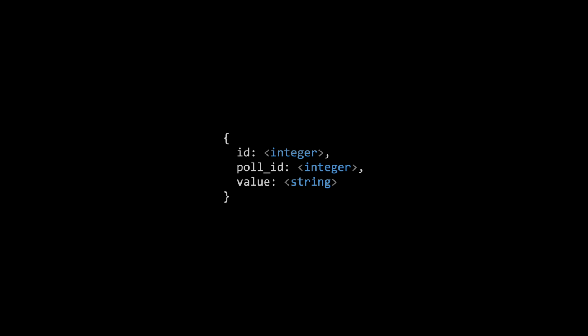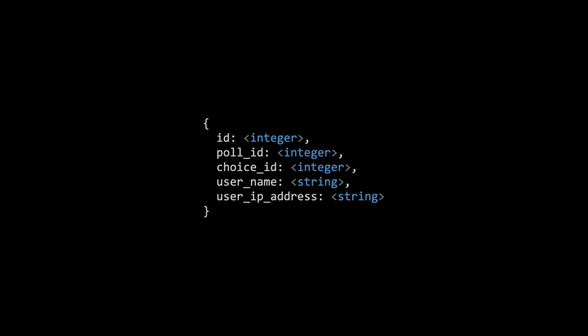The choice object represents a single choice related to a poll, where id is the choice's index, originating from the choices property of the indexes object. Poll id is the poll's index, and value is the choice's text value. Finally, the vote object represents the vote of a user for a choice related to a poll, where id is the vote's index originating from the votes property of the indexes object, poll id is the poll's index, choice id is the choice's index, username is the voter's username, and user IP address is the voter's client IP address.